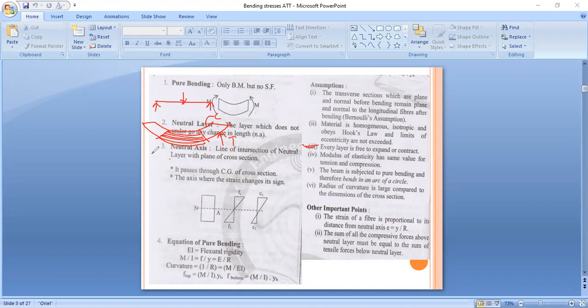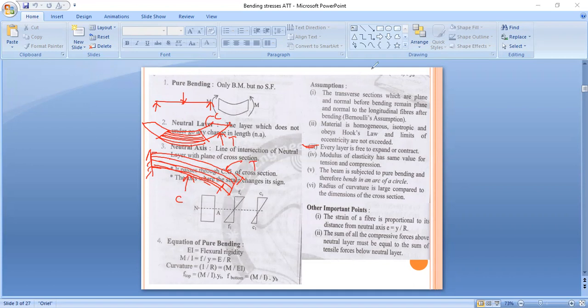Now I will draw a figure here for cantilever. Okay, for cantilever. Please remember that in a cantilever beam, the bottom portion is in compression and the top portion is in tension. Here also stresses change with respect to each and every line. So at top the length increases and at bottom the length contracts. So our third assumption is every layer is free to expand or contract.